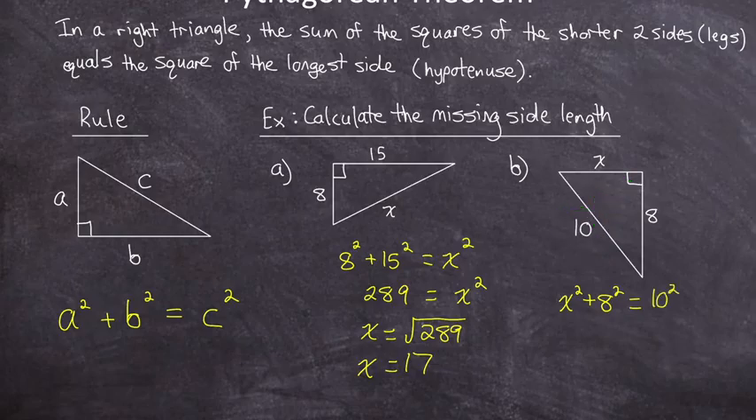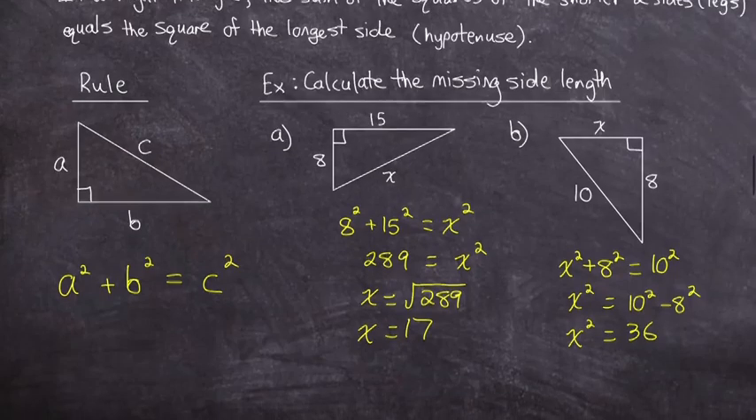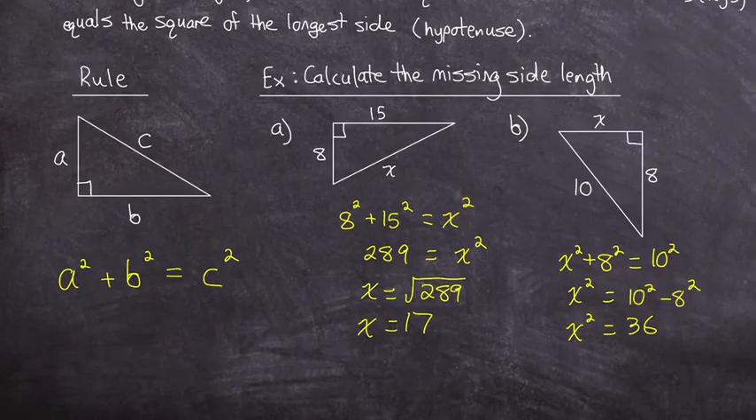And now I just have to use inverse operations to isolate the x. So I'll move the 8 squared to the other side by subtracting it. Now I have 100 minus 64, that's 36. And then if I want to solve for x, I need to figure out what number squared equals 36. The inverse of squaring is square rooting, so I can solve for x by square rooting 36. And the square root of 36 is 6. So this missing side right here, the leg, is 6 units long.